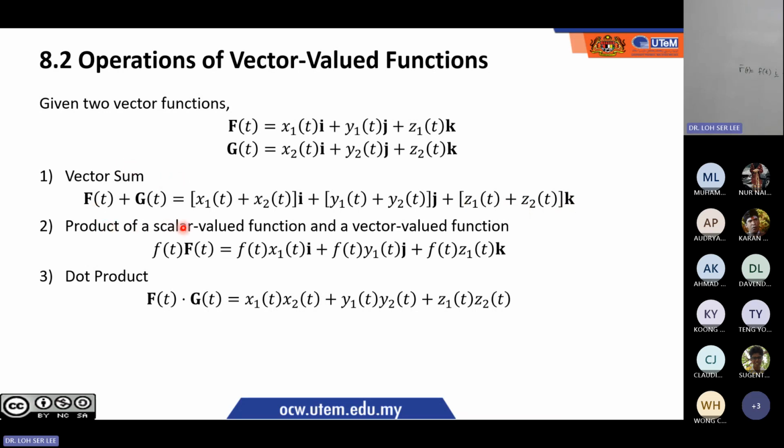Next, the product of a scalar valued function and a vector valued function. This is a scalar function, and this is a vector valued function. When a scalar function multiplies a vector function, the scalar function is multiplied into every single component function.